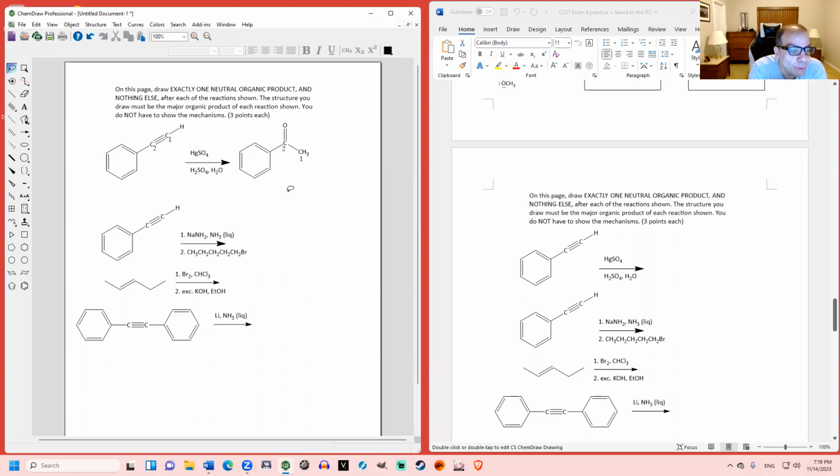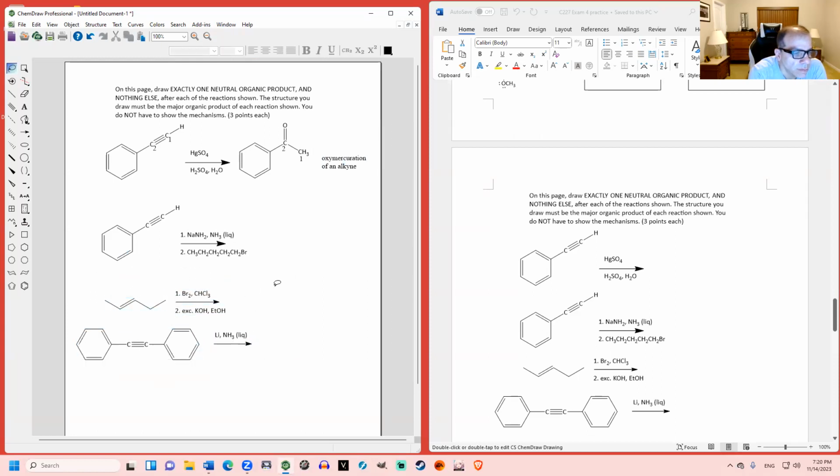The next reaction we're going to go over tomorrow. So this is oxymercuration of an alkyne. And so let me actually save that one for last so that I can use the whole page to explain it.